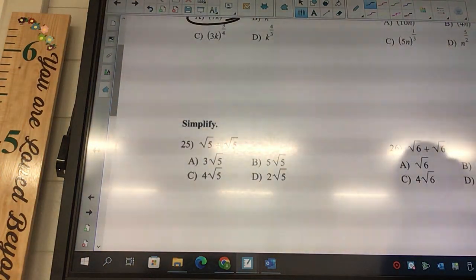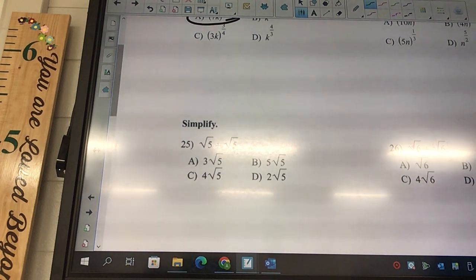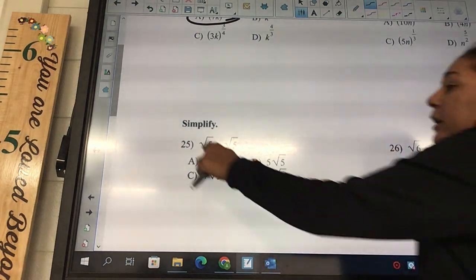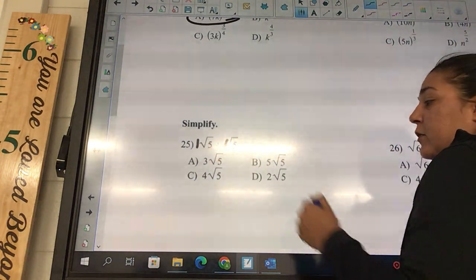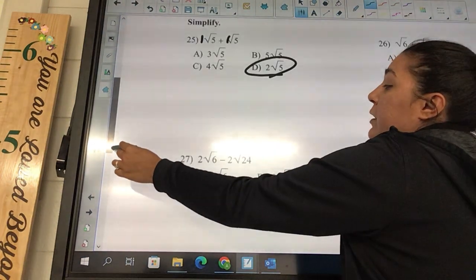Okay, 25. This is where if the insides are the same, we keep the inside and add the outside. So if you add these, what is 1 plus 1? 2, so it's going to be 2 square root of 5, which is D.